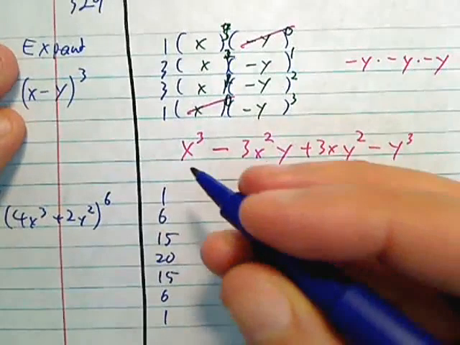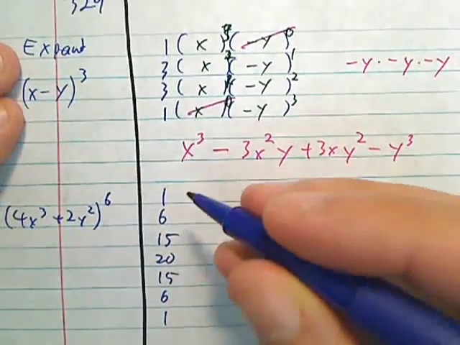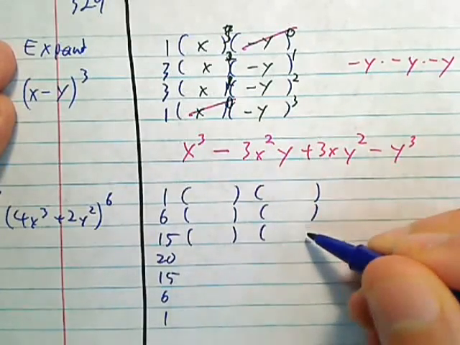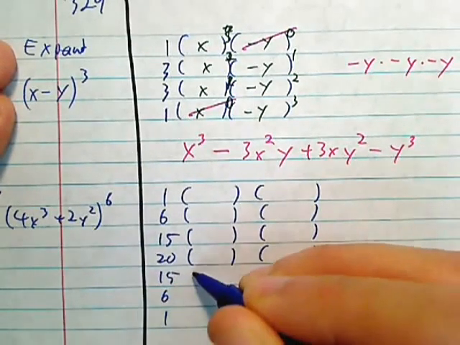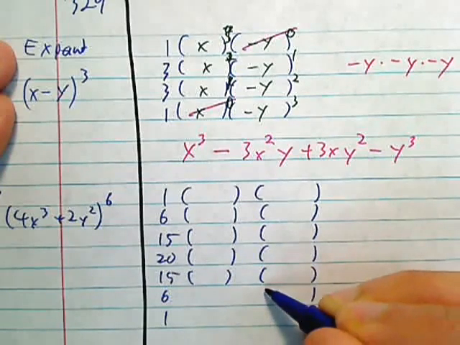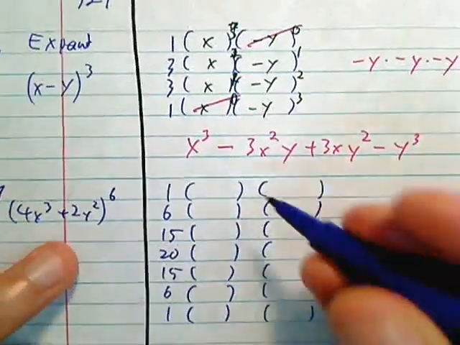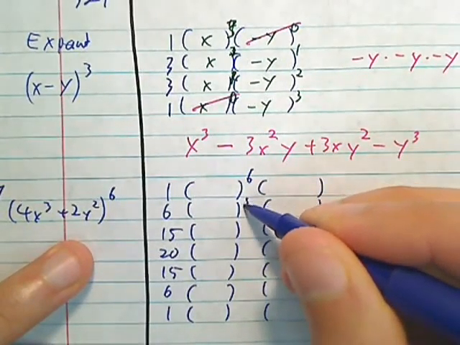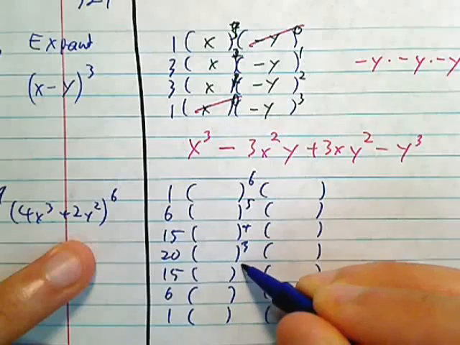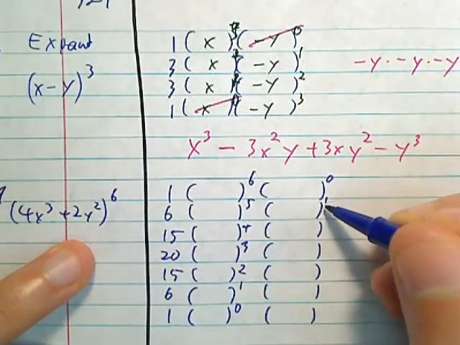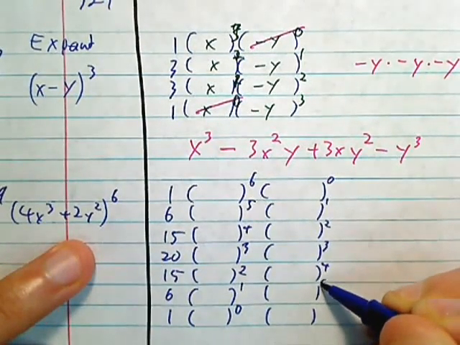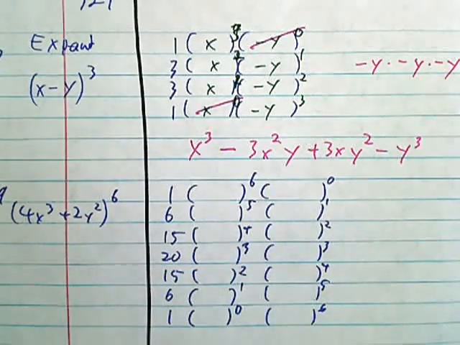Okay, and then parentheses for each term. Okay, let me get this up here. So the exponents are 6, 5, 4, 3, 2, 1, 0, and 0, 1, 2, 3, 4, 5, 6. And then 4x cubed in each of the first parentheses.